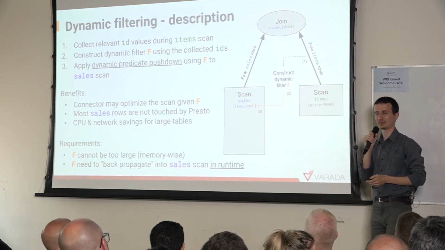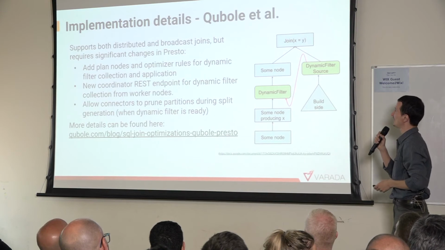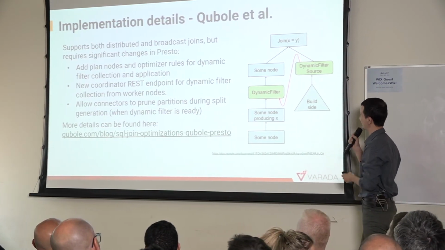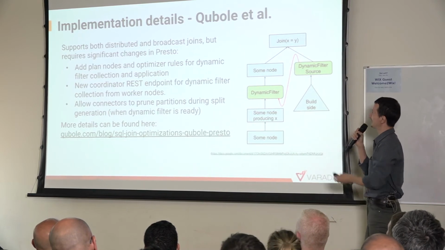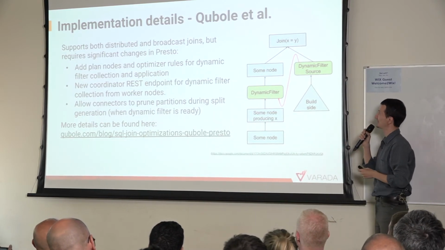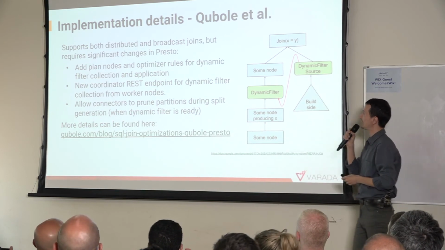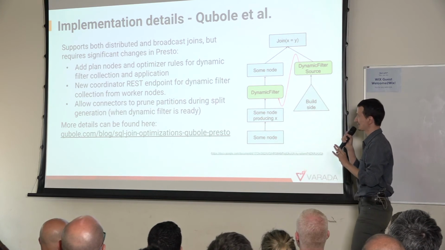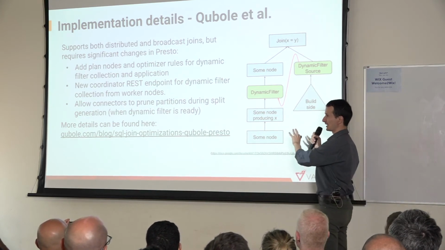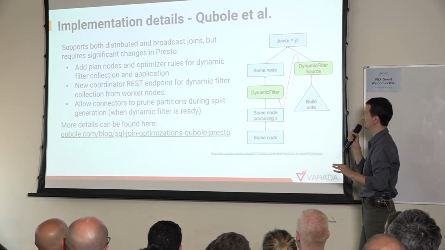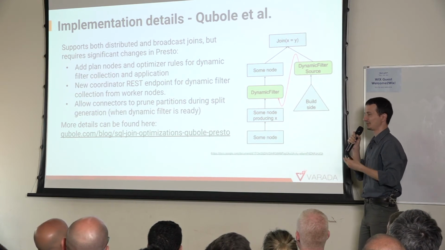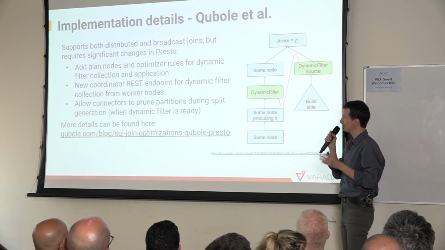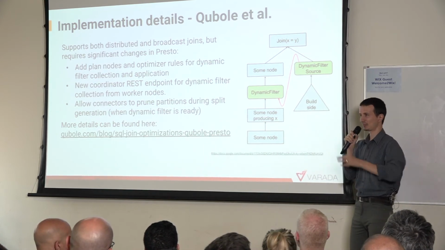So let's talk a bit about the implementation. So one implementation that was kind of a prior art, suggested by folks from Teradata and implemented by Qubole. It supports both distributed and broadcast joins, but currently it is not part of mainline Presto. It is part of the Qubole distribution, and it's currently in the process of being added to Presto as a pull request. But it does require significant changes in the Presto architecture.